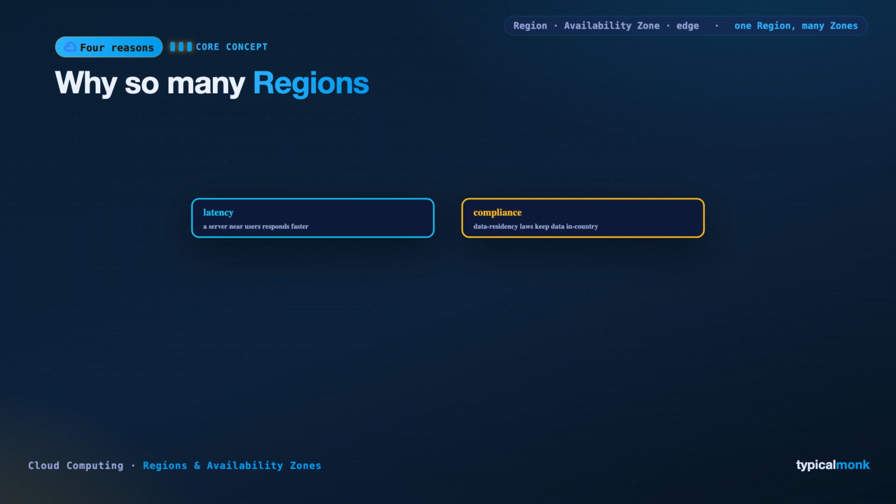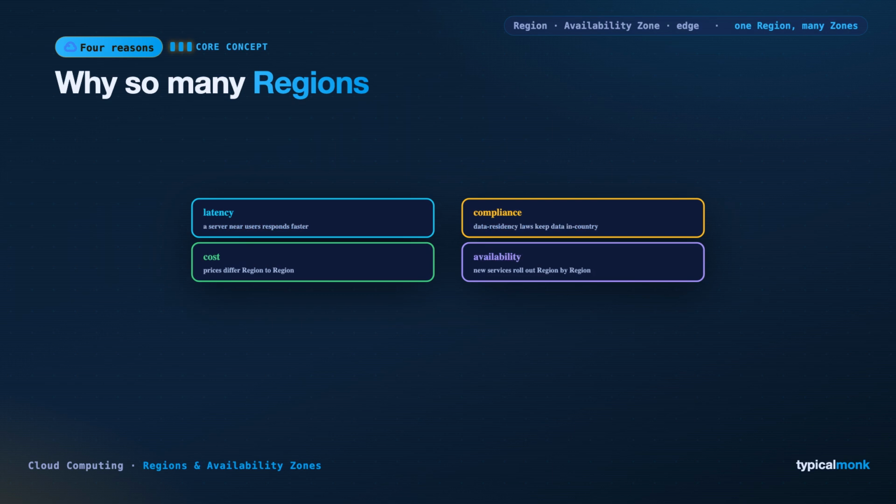The first is latency, simply, speed. Data travels at a finite speed, so a server physically closer to your users responds faster. A user in India talking to a server in India feels instant. Talking to a server in America feels sluggish. So you put your application near the people who use it. The second is compliance. Many countries have laws that require their citizens' data to stay within the country's borders. A region inside that country lets you obey those laws, which a distant region simply cannot.